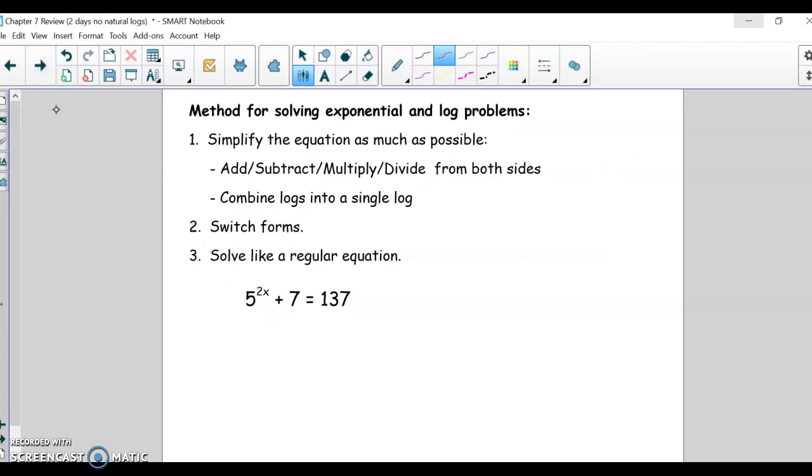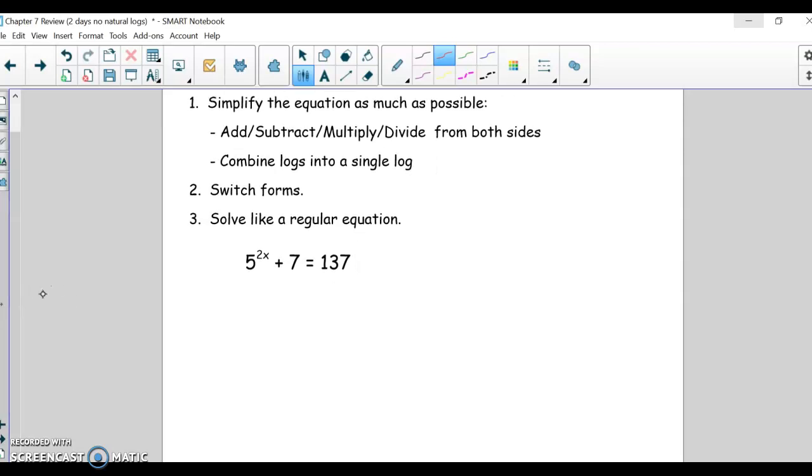Okay, to put it all together, we're going to have to be able to change forms and use our properties. All of that is for when you solve. The process for solving is you want to get it to a single log or a single base and exponent, then switch forms and solve from there. This one starts off in exponential form, where we have a base and an exponent here. So we want to switch it into log form.